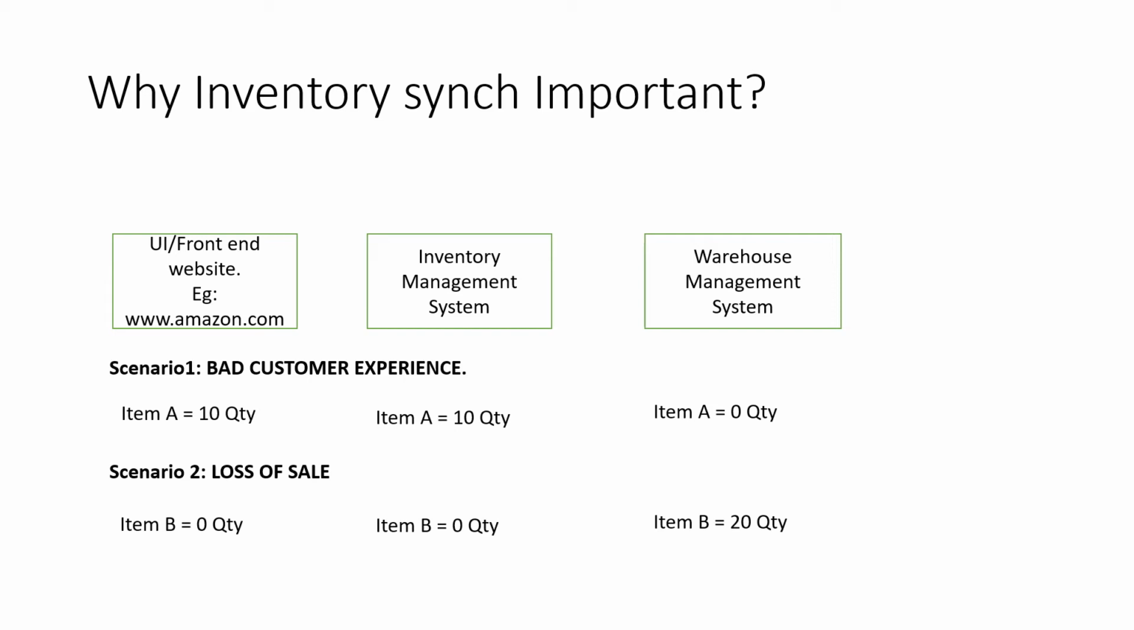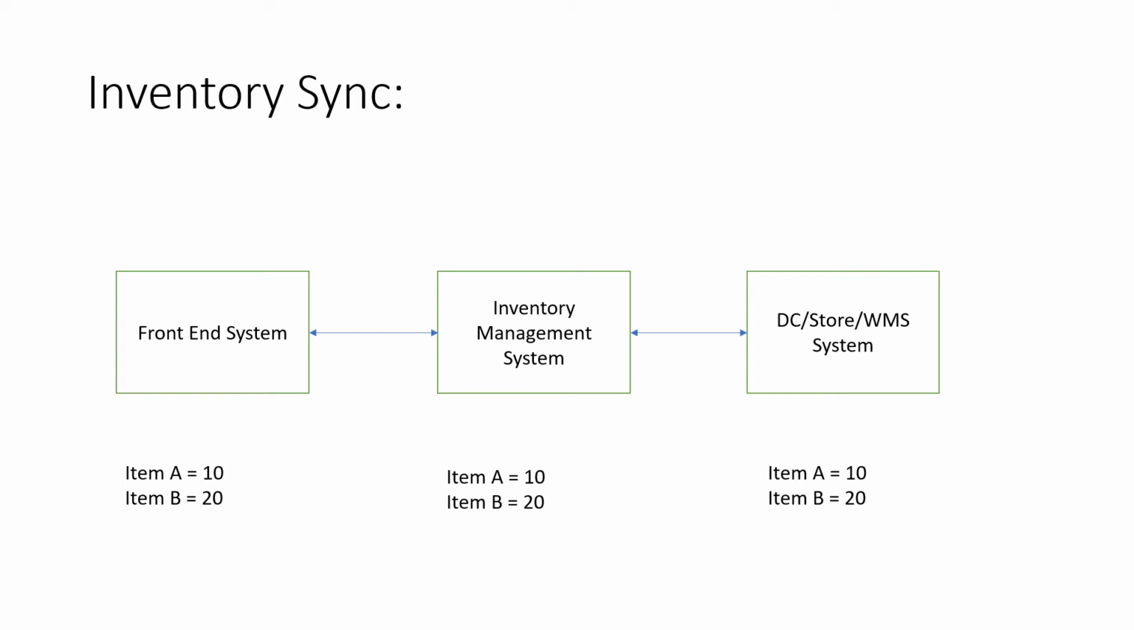So you would have understood what inventory sync is in this case. That means all the systems which maintain the inventory should be in sync, without which we can have either a bad customer experience or loss of sale. So basically, when inventory is in sync, all the items in each of the systems that is involved in capturing the order, fulfilling the order, processing the order, everywhere the items are having the same quantity.